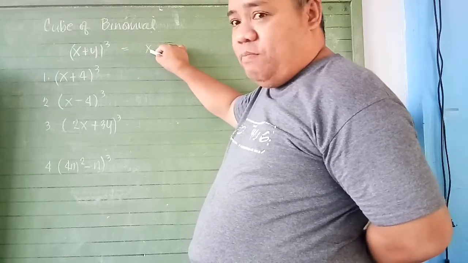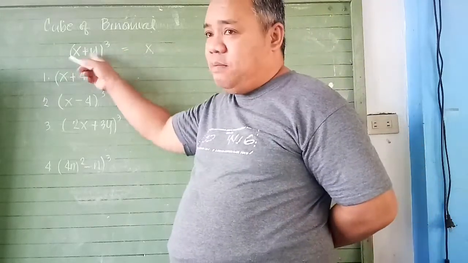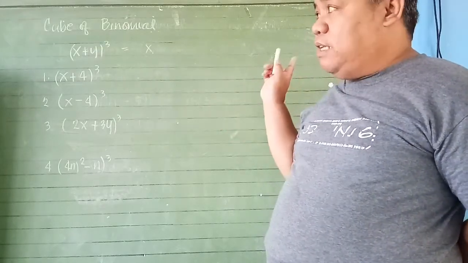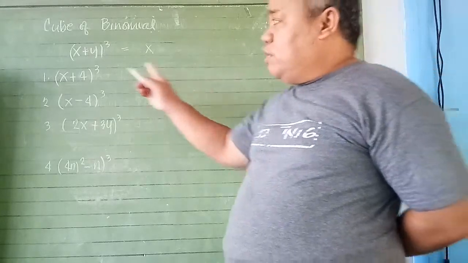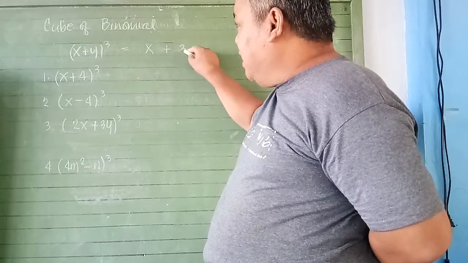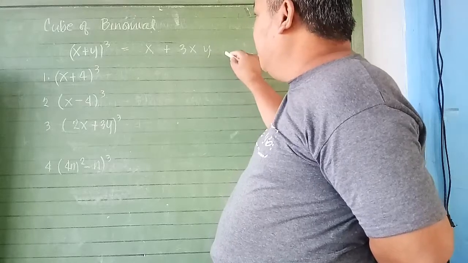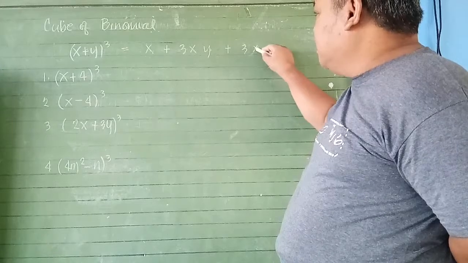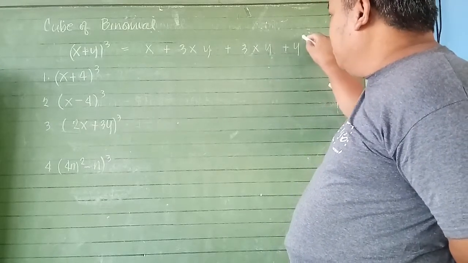So ganito dapat pag-solve niya na. Lagay niyo muna yung x. Since cube yan, remember if the sign is positive, all of the terms here are all positive. If it is negative, it should be in alternating pattern. So since it's positive, we put here only x, then plus, then 3, then x, tapos y, then plus 3, then x, then y, then last term should be y cubed.